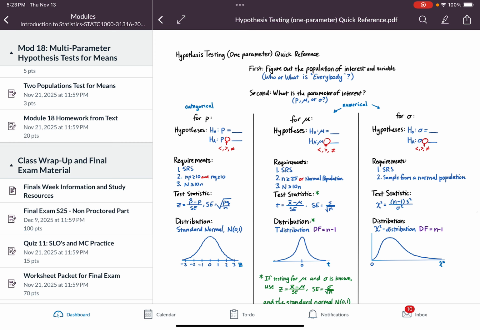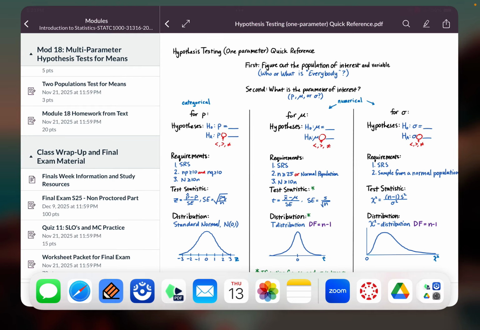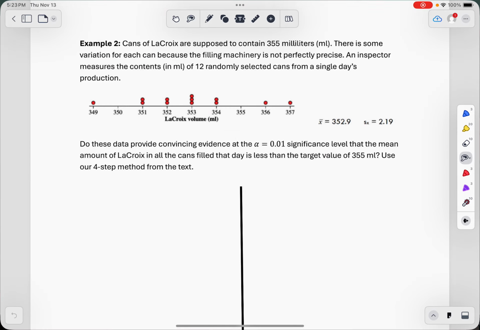Modules 14 through 15, let's remember that we have this quick reference sheet at our disposal. And let's take a look at the problem we are going to work on right now. Cans of LaCroix are supposed to contain 35 milliliters, and that's just a fact the company wants. There is some variation for each can because the filling machinery is not perfectly precise.